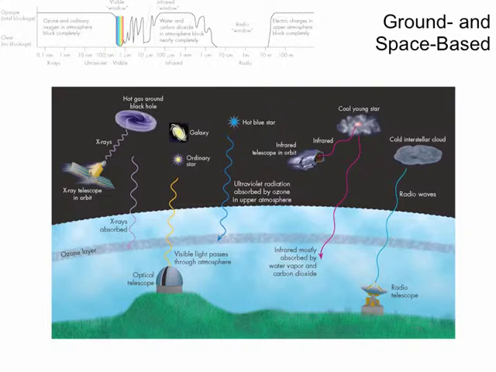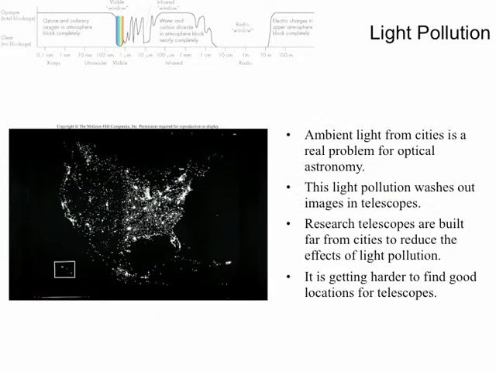But for other wavelengths, space is the answer. We need to get above the absorbent atmosphere and into space. X-ray telescopes, infrared telescopes, gamma-ray telescopes have all been put into space to observe different things. As we mentioned earlier, light pollution is another problem with ground-based astronomy. It's difficult in the blare of light pollution to see the distant objects that we're trying to look at. The light from those objects has to compete with the ambient light from cities and street lamps.